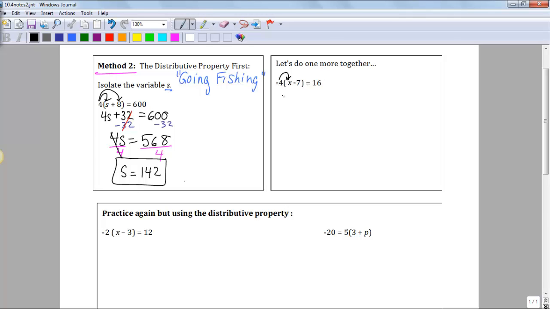Negative 4 times x, negative 4x. All right, let's do it again. Negative 4 times negative 7, positive 28. So watch those negatives. They are tricky.